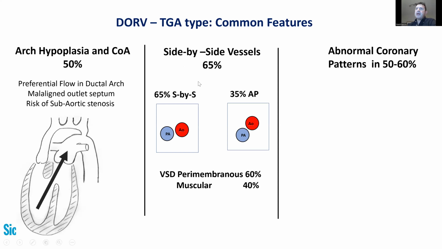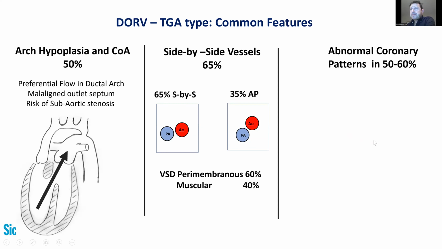So the next thing we know is commonly found in transposition type DORV is that the great vessels tend to be side by side, usually with the aorta slightly anterior. The VSD is usually perimembranous in the majority of Taussig-Bing cases, but it can quite commonly be a muscular outlet VSD beneath the pulmonary valve. And the next thing to think about is that, as we know from our experience in transposition, as soon as the great vessels are side by side, then you get much more abnormal coronary patterns.